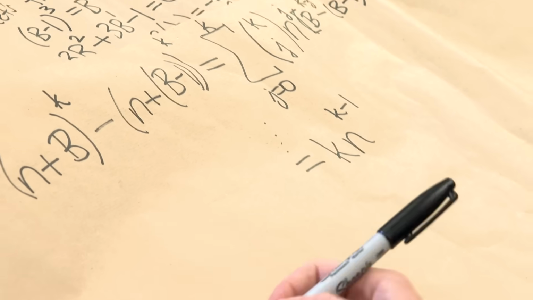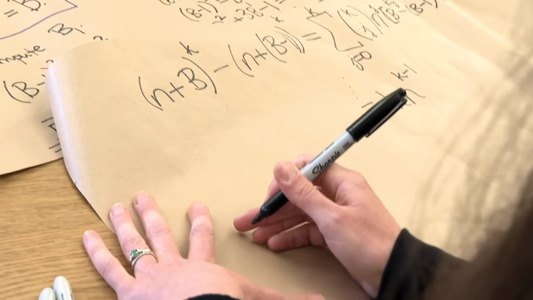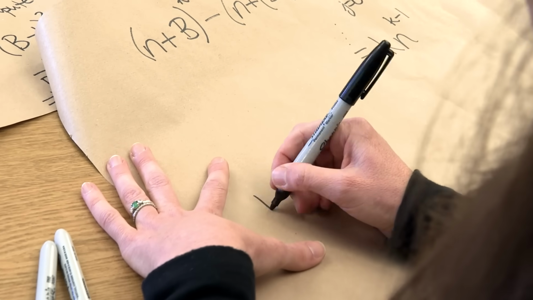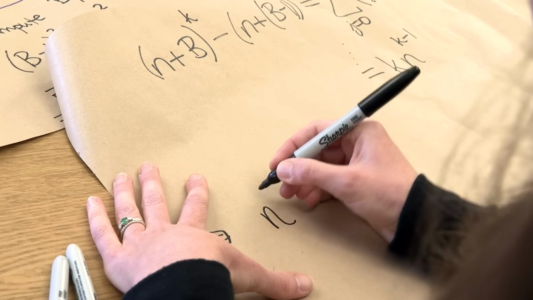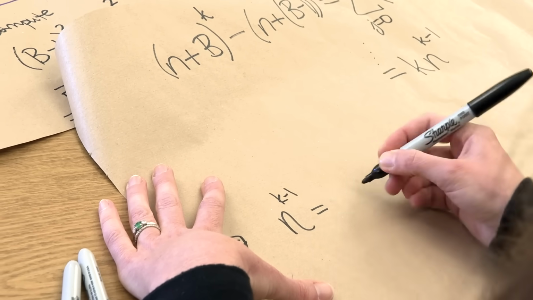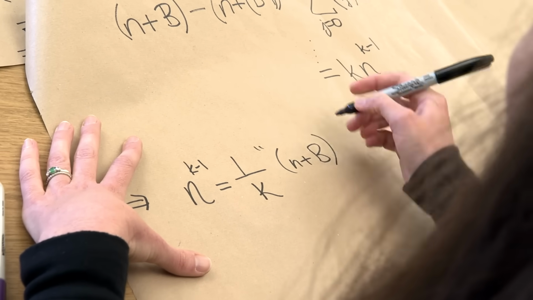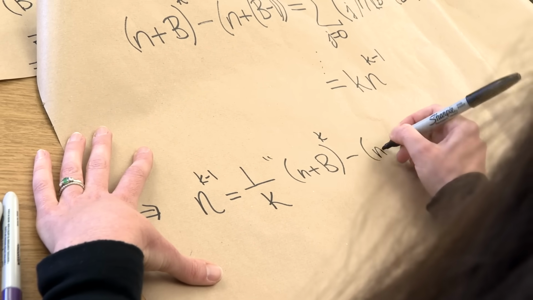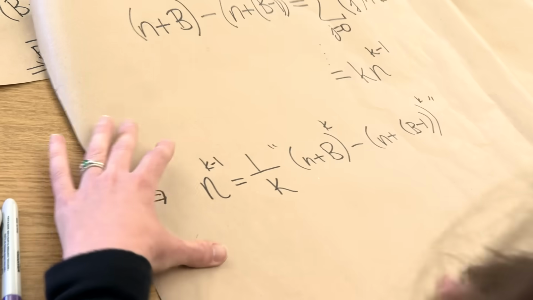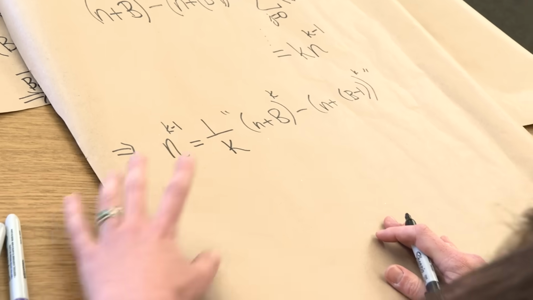And so now when I want to get Faulhaber's fabulous formula, first of all, we've just seen that n to the k minus 1 equals 1 over k times the quantity n plus b to the k minus n plus b minus 1 to the k. But I want a whole sum. I don't just want one term here.